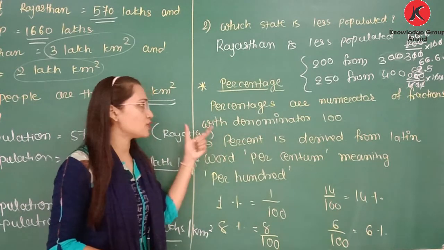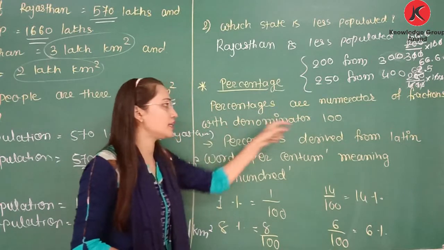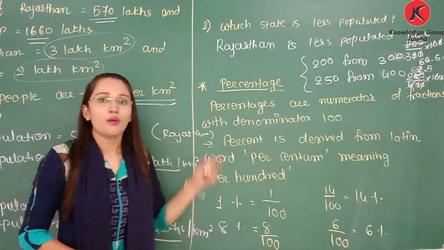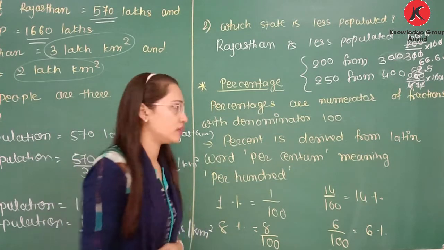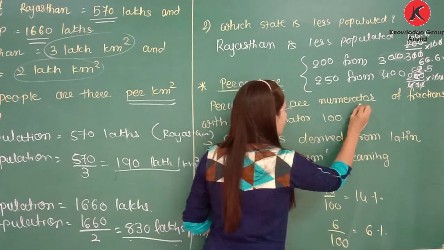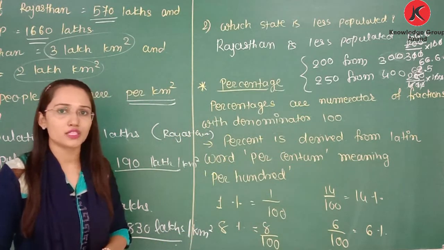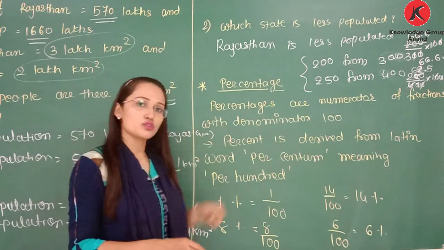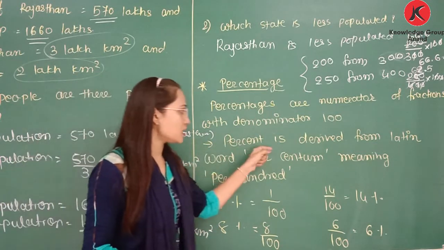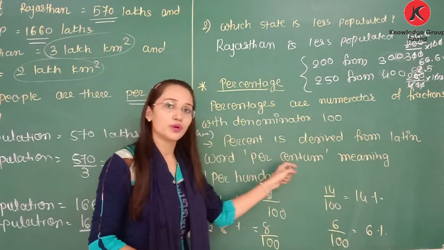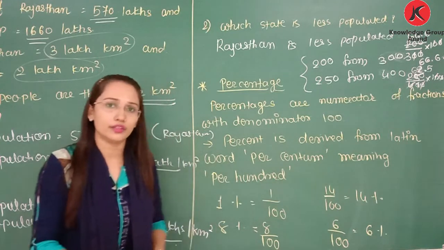So let's start. What is the percentage? Percentages are the numerator of a fraction with the denominator 100. Percentage is like a fraction, but the denominator is what? 100. Ratio is the same as a fraction, and percentage is also about the fraction, but it has a denominator 100. So percentage is derived from the Latin word percenter, which means per 100, meaning from 100.